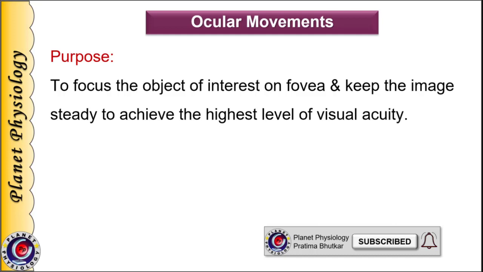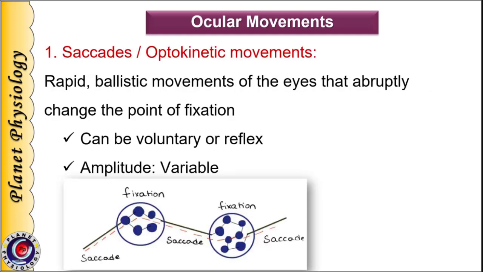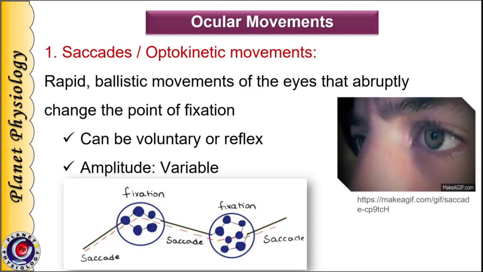This involves both voluntary as well as involuntary movements. Let's begin with the saccades. Saccades or optokinetic movements are rapid, ballistic movements of eyes between the fixation points. Thus, they shift the gaze from one point of interest to another point. This jumping of eyes from one fixation point to another is termed as saccade, and the resulting movement of the eyes is called as optokinetic movement. Saccades can be voluntary or reflex in nature.